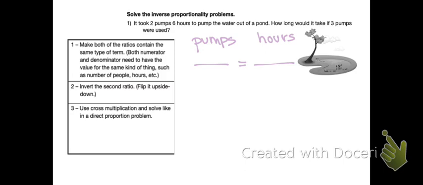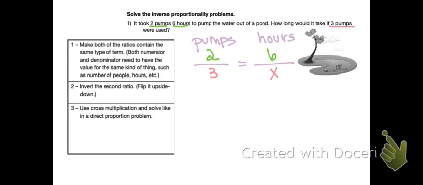So one piece of data, 2 pumps, 6 hours, that goes in the top. So 2 pumps, 6 hours goes in the top. And the second piece of data, 3 pumps, we don't know how many hours, that goes in the bottom. So step 1 is done. We set up our ratios, set up our proportion.